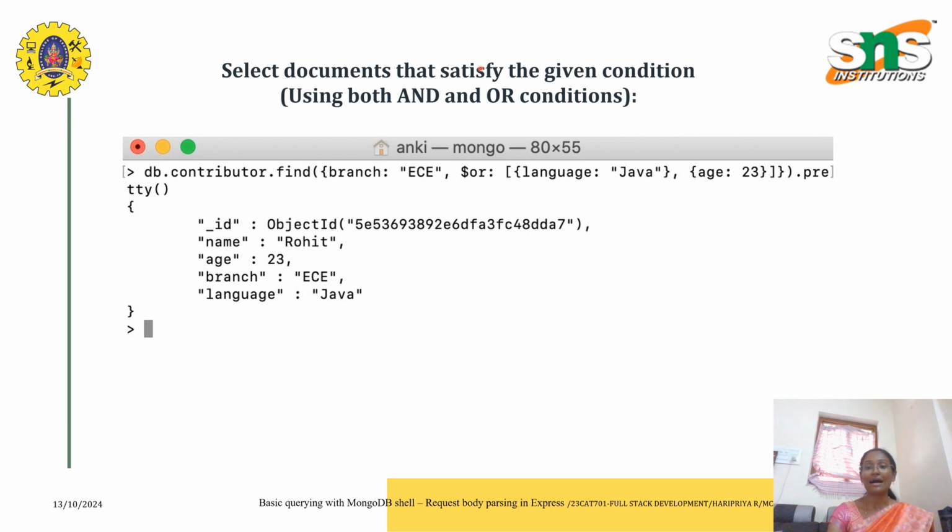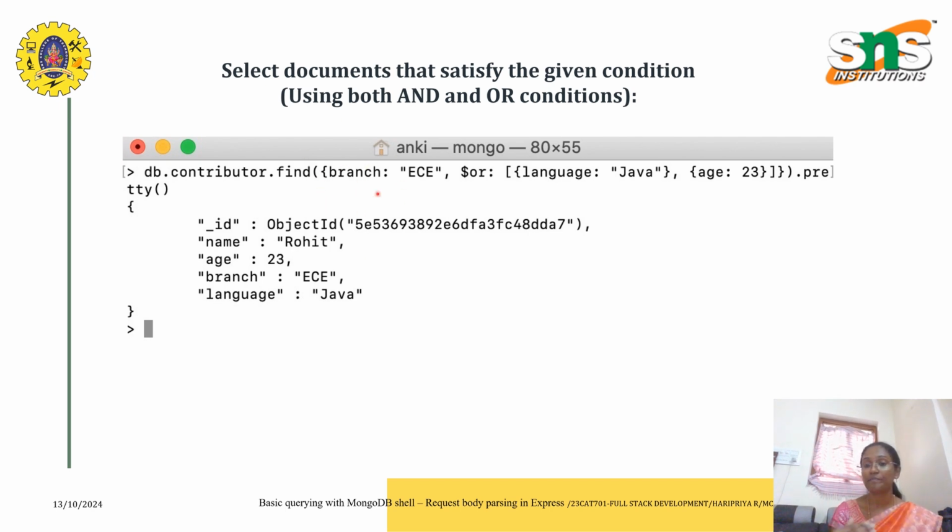Next, select documents that satisfy the given conditions. It's like AND, OR, NOT. I will share some basic concepts of MongoDB with you. If you work through all these basic things, it will work very well. So we'll write the same code here. db.contributor.find, branch is my field, right?